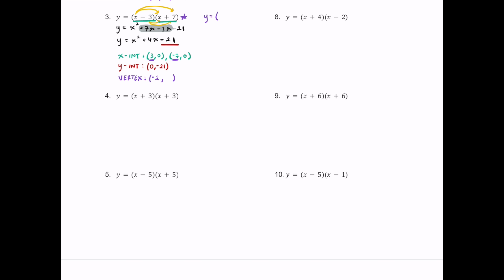So -2 minus 3 would be -5, and then -2 plus 7 would be +5, so that would be y is equal to -25. That would be how low or how high the vertex is.